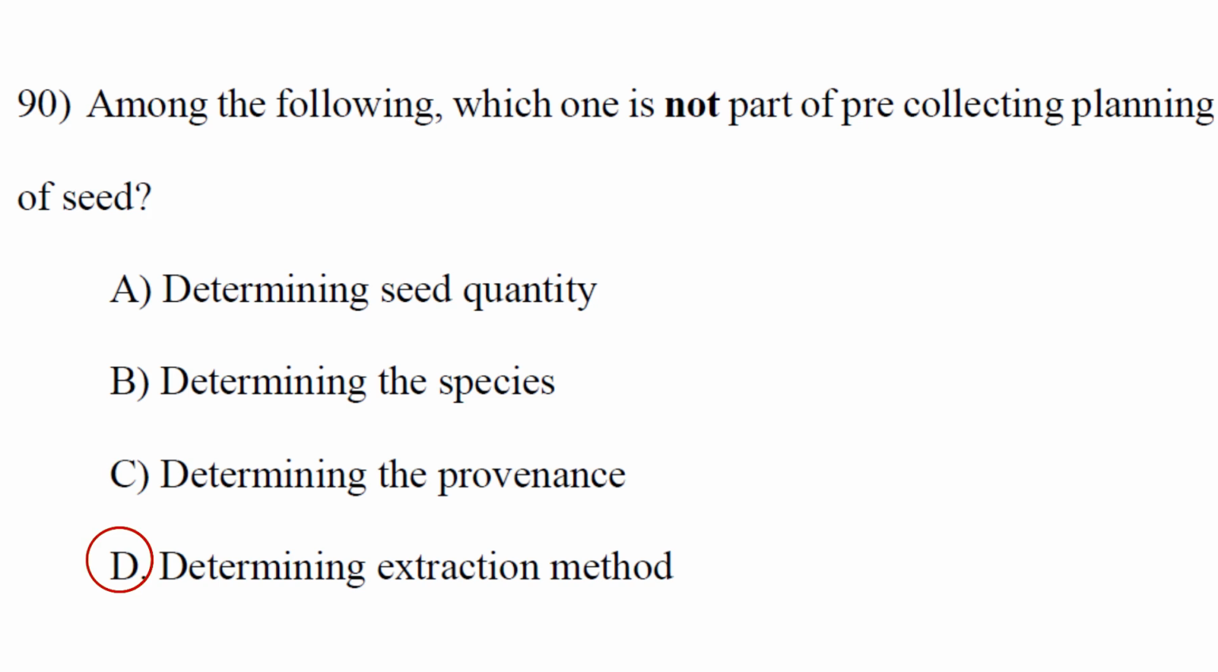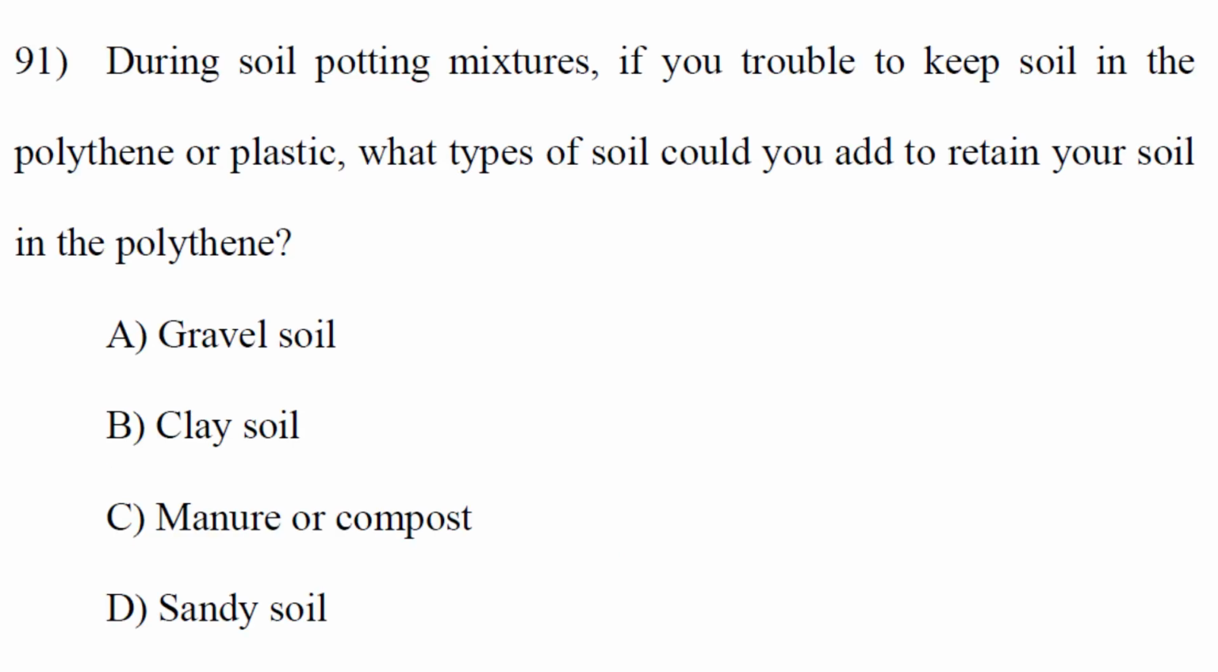Answer, D. Determining extraction method. 91. During soil potting mixtures, if you trouble to keep soil in the polythene or plastic, what types of soil could you add to retain your soil in the polythene? A. Gravel soil. B. Clay soil. C. Manure or compost. D. Sandy soil.